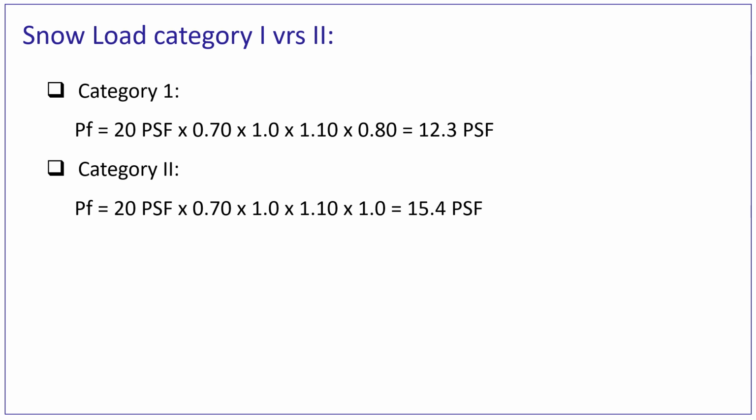The equations above show the difference between the base flat roof snow load for a Category 1 versus a Category 2 building. Please note that these are just base snow load calculations and other factors can affect the snow loads on the structure. Minimum snow load requirements and rain on snow can affect these numbers.